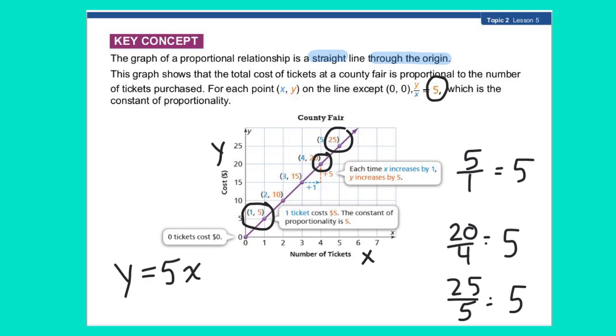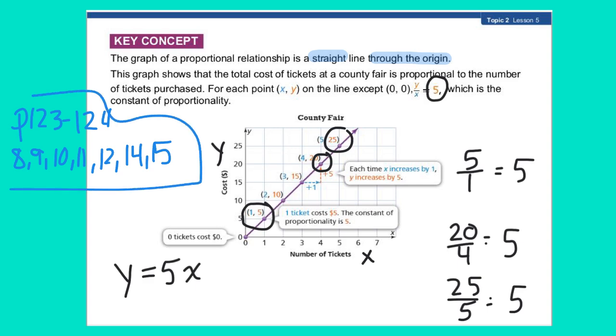Speaking of questions, I want you to practice the following problems. There will be an answer key set out for you so you can self-check as you go. All right, I'm going to pause for a minute and get all those numbers on here for you. I'll be right back. These are the numbers I would like you to practice on page 123 to 124: 8, 9, 10, 11, 12, 14, and 15.